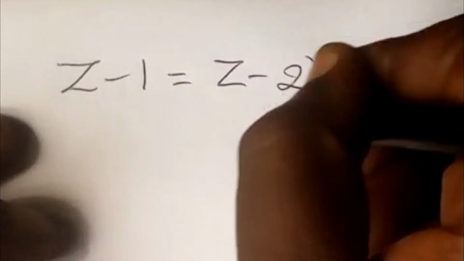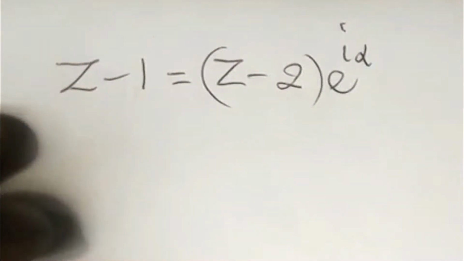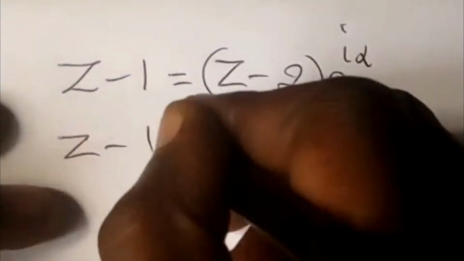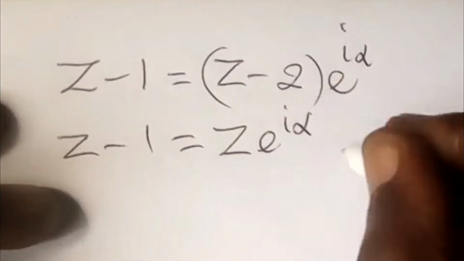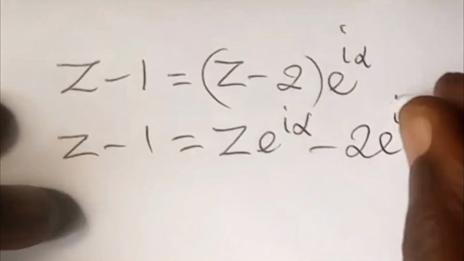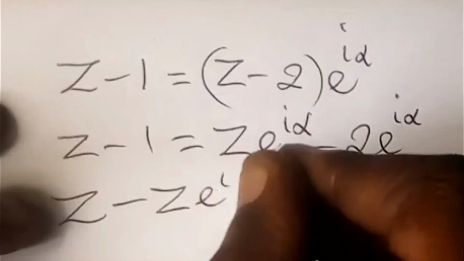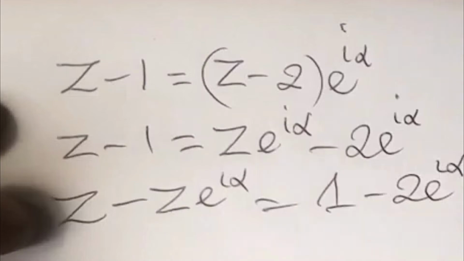So the first thing is to copy the expression, and we are simply required to make z the subject and then simplify. z minus 1 equals, I open the bracket, z e to the i alpha minus 2 e to the i alpha. Collecting terms in z, I get 1 minus 2 e to the i alpha on the right hand side.